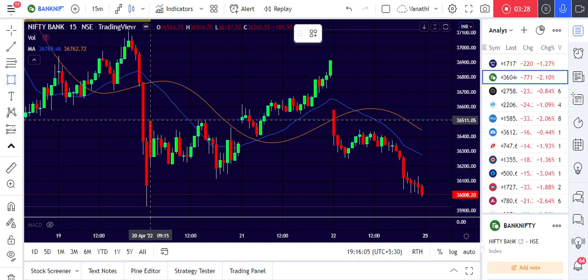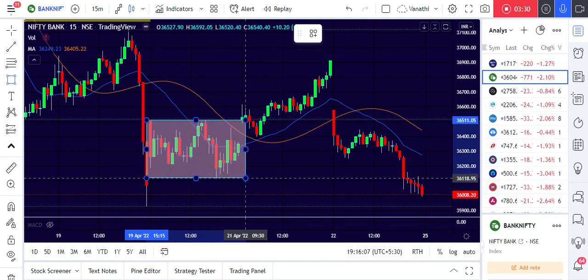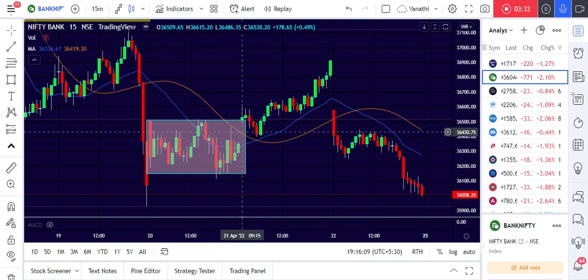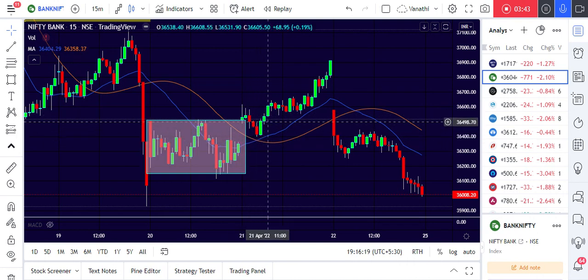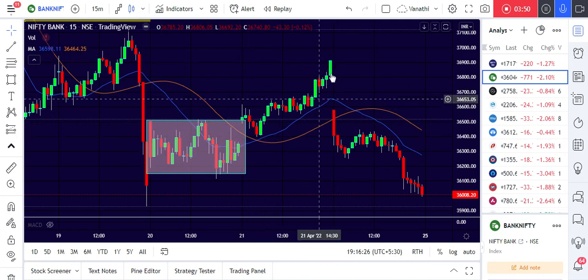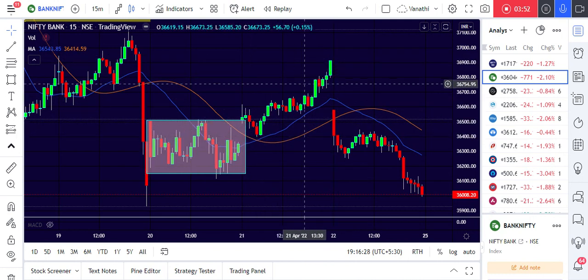Bank Nifty moved in a range here, and after that, the next day the price opened above this range, but was unable to sustain, and it was falling towards the moving average. But before touching it, it got a bullish sign here, and after that the price went upside. This is a trending movement of Bank Nifty.